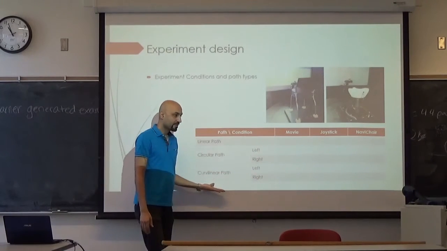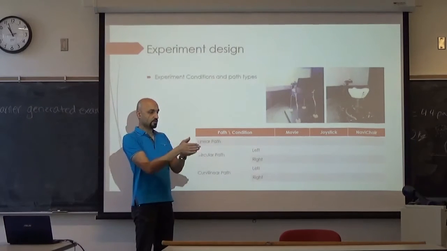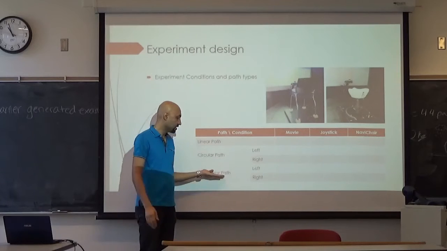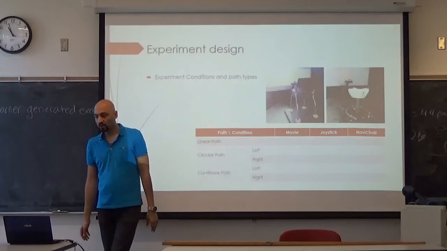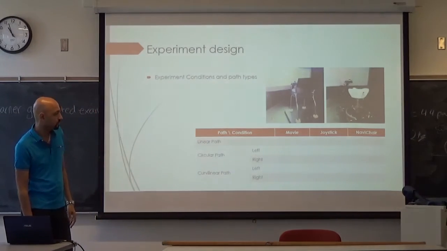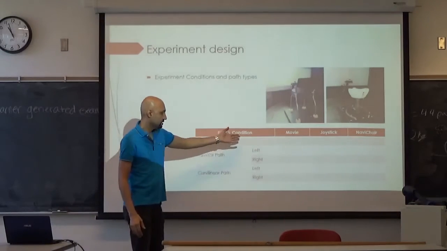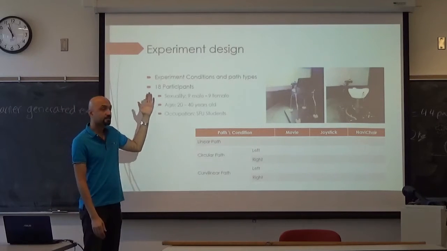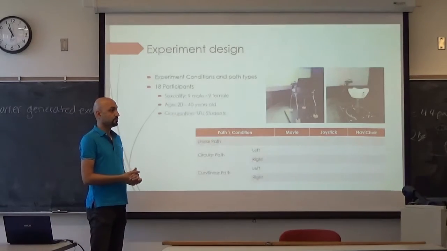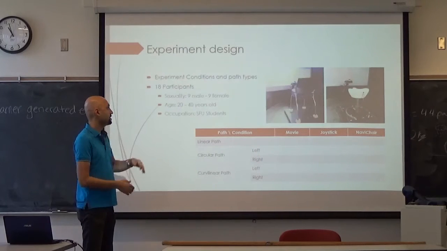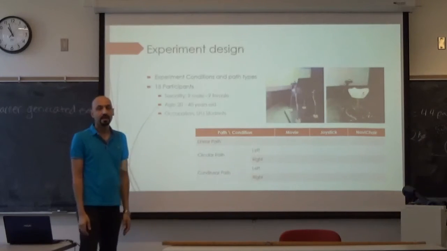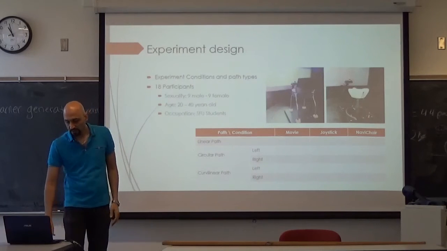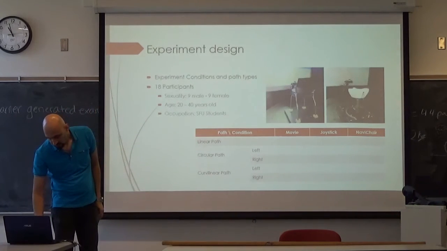We used different linear paths. The users just need to move forward, or they need to rotate, or they need to do both of them at the same time, to have more control over it, in the same and different directions. We asked 18 participants to take part in our experiment, 9 males and 9 females. Their age was between 20 and 40, and all of them were SAP students.